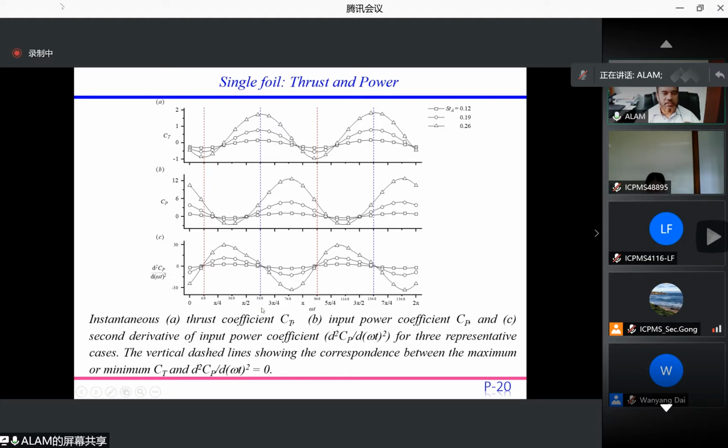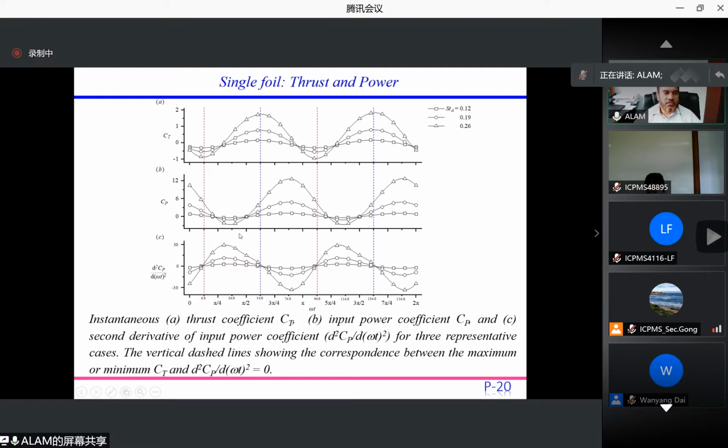That's the extreme position. So when it's moving from the neutral position, the equilibrium position, to the maximum amplitude, the CT is increasing. The maximum thrust happens just beyond the extreme, and minimum thrust occurs somewhere just after the neutral, the equilibrium position.